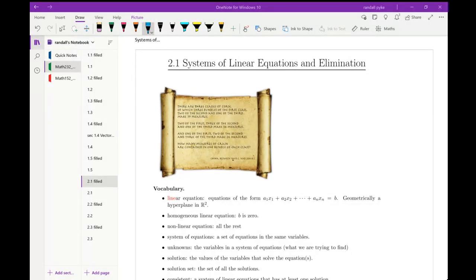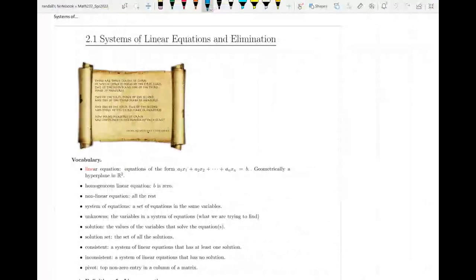Hello everybody, this is lecture 2.1, Systems of Linear Equations and Elimination. This method we'll learn here, how to solve systems of equations, is going to be used many times in this course. So you'll get used to it eventually. We'll do some practice in this lecture, but as we move on from this section and from this chapter, we will continue to use these methods of solving systems of equations.